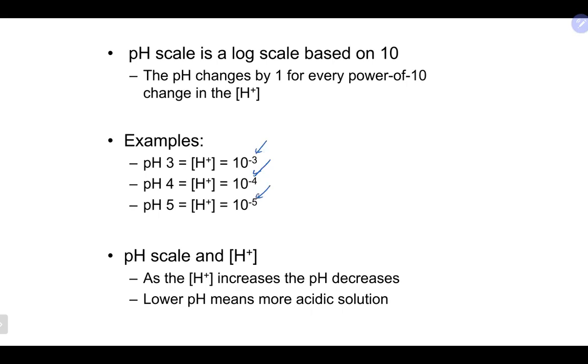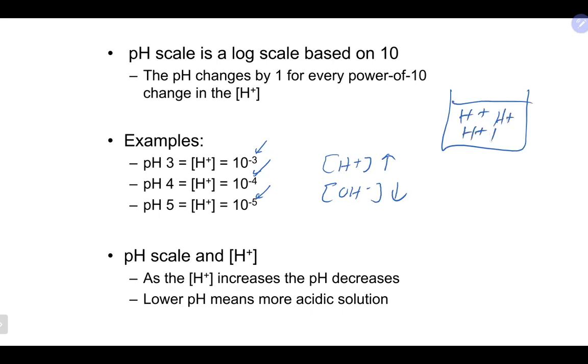So every power of 10 that you change in terms of the concentration, the pH will change by basically a unit. And as the amount of H plus increases, that means the amount of OH minus decreases. That pretty much means you've got more H pluses floating around than OH minuses. It is definitely going to be acidic in this case. It becomes more and more acidic the more H plus you have floating around in that solution.